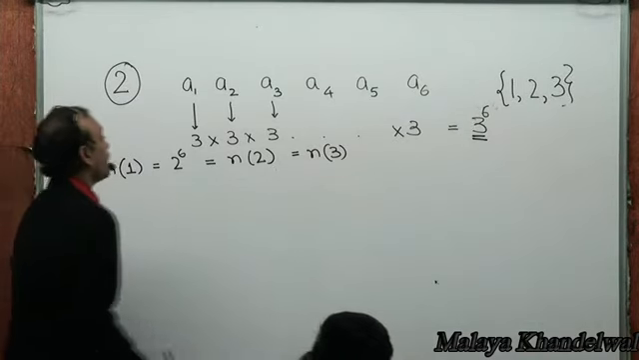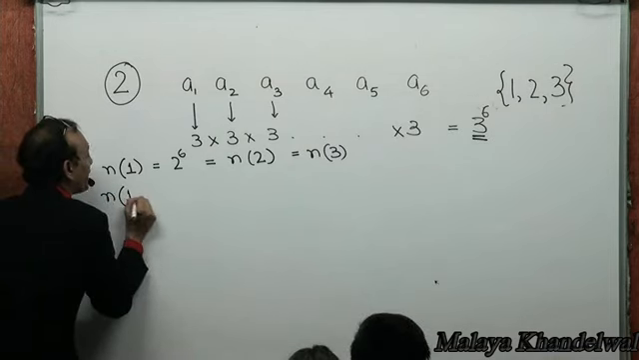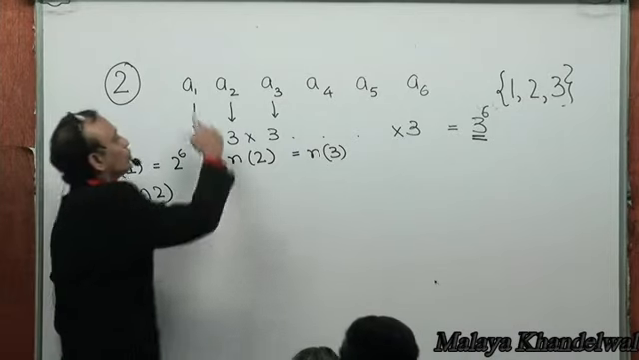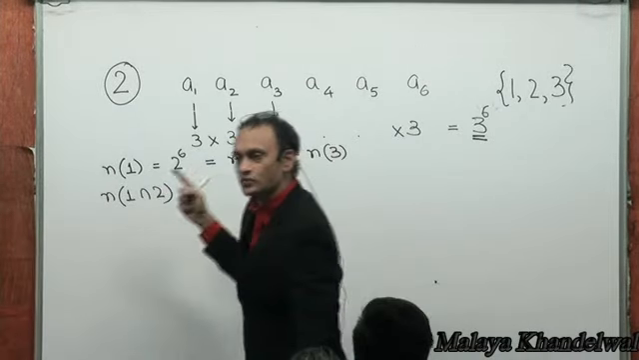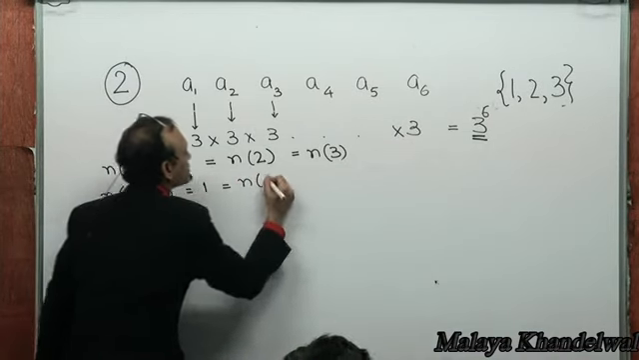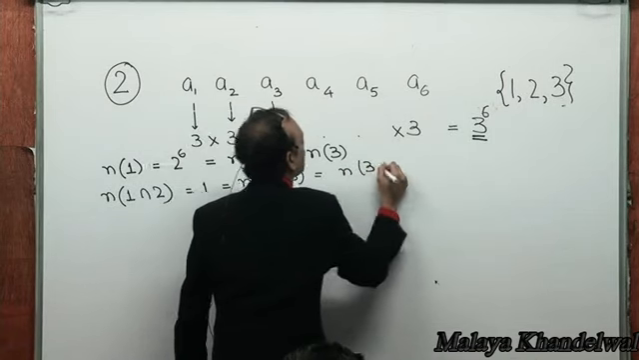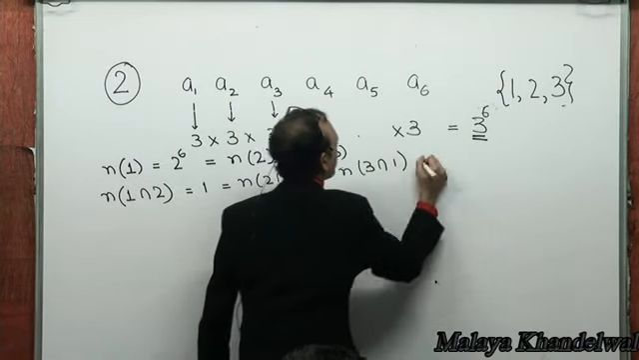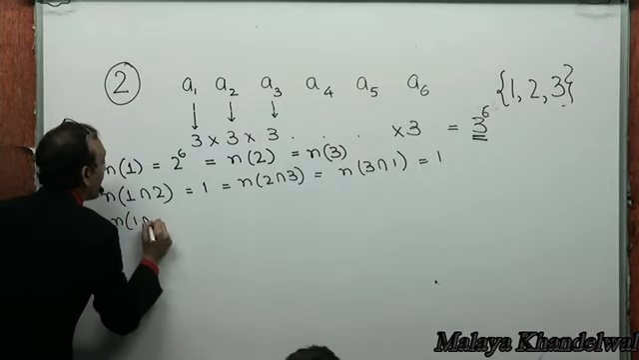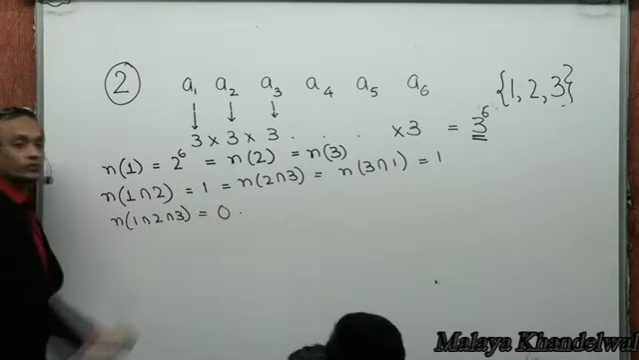Right? Now, the number of these 3 to the power 6 numbers that don't contain 1 and 2: only 1. That means those that contain only 3, there would be just one number. Number of these numbers that don't contain 2 and 3: 1. That don't contain 3 and 1: 1. Number of these numbers that don't contain 1 and 2 and 3: 0.